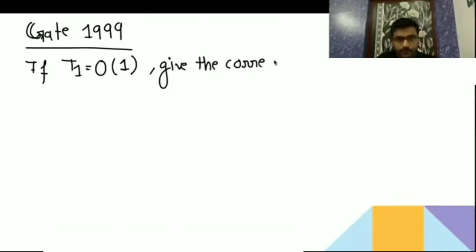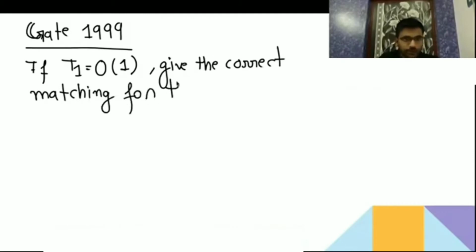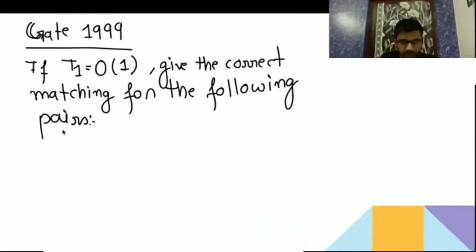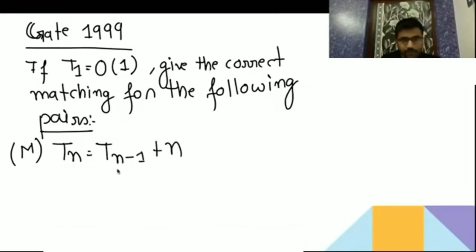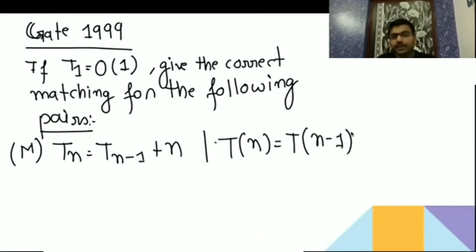give the correct matching for the following pairs. Okay, so option M, you write, M is saying T of n is equal to 2 T of n minus 1 plus n. So in this way they have written, it means T of n is equal to T of n minus 1 plus n. Okay, so in the exam, in the option they have written like this.